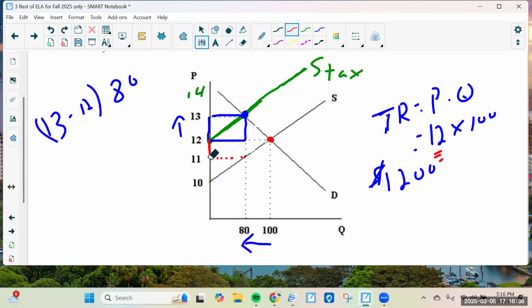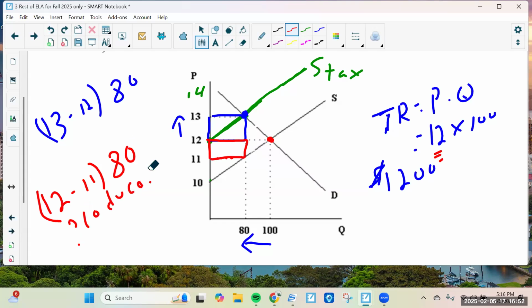So their share of the tax is 12 minus 11, and they're selling 80 units, so they have to pay $80 in taxes. And so that's their share. The red is the producer's share of the tax. And the blue is the consumer share of the tax.